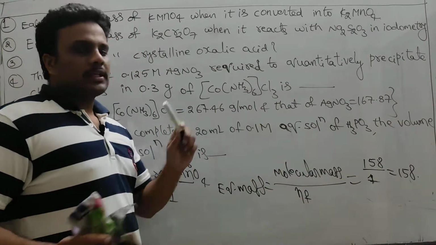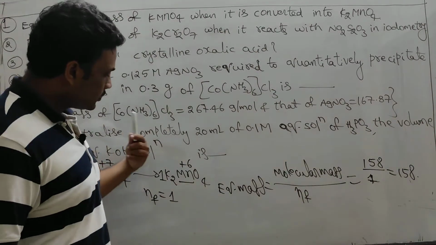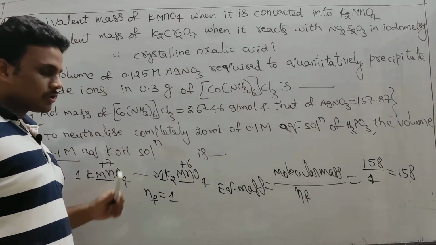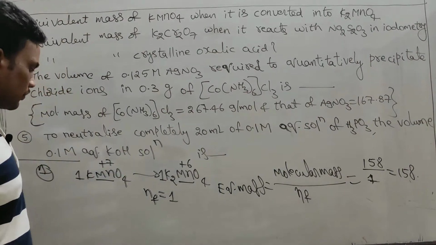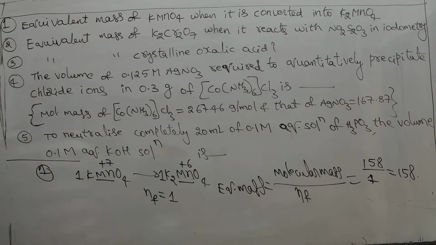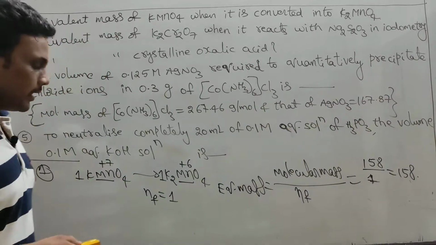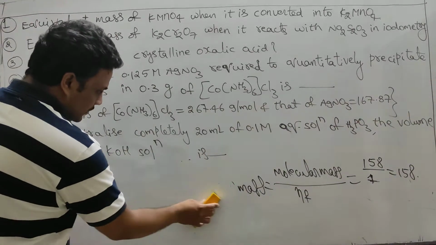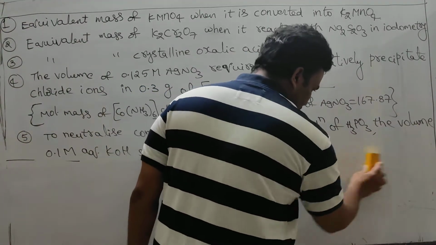Permanganate is converted into manganate. Any species when converted from one oxidation state to another, you have to calculate the change in oxidation state per mole of that compound. So the N factor is 1. Let's go to the second question: the equivalent mass of potassium dichromate when it reacts with sodium thiosulfate in iodometry. Whatever the reaction with the dichromate, whoever the second reactant may be, iodometry is given.